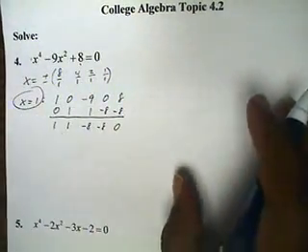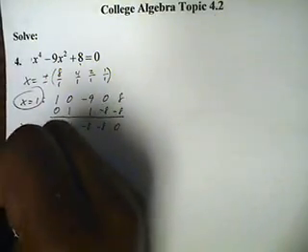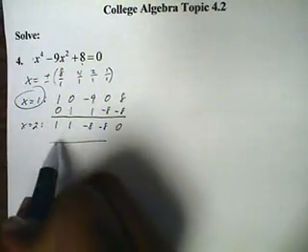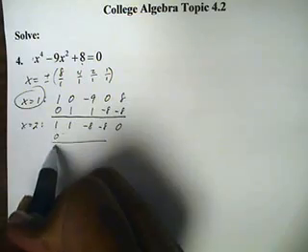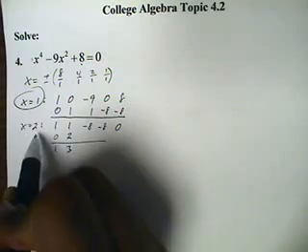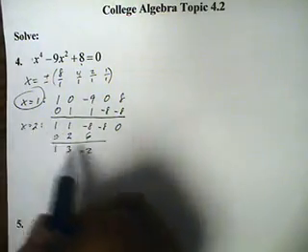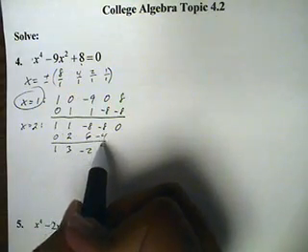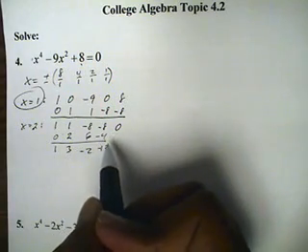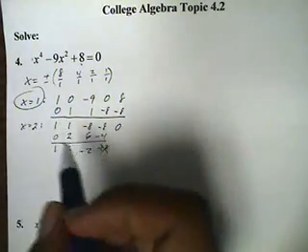Now let's continue the process. I want to find another number that'll work. I'm going to try 2. X equals 2. And I'm going to use this on the remaining part here. So 0, 1 and 0 make 1. 1 times 2 is 2. 1 plus 2 is 3. 3 times 2 is 6. Negative 8 and 6 makes negative 2. And 2 times negative 2 is negative 4. And that makes a negative 12. And we didn't get a remainder of 0. Okay, so 2 is not a solution.